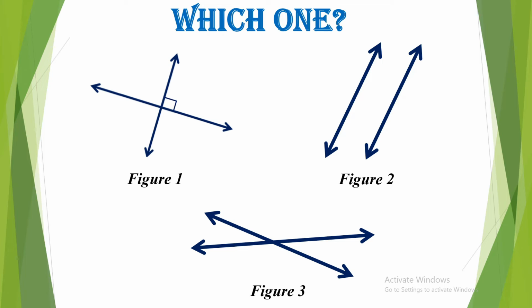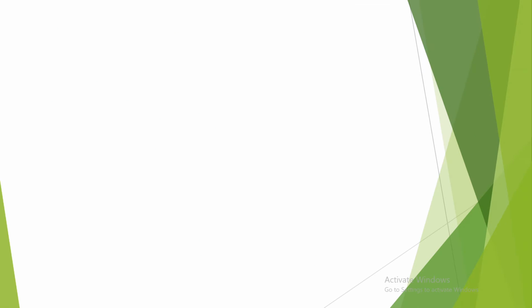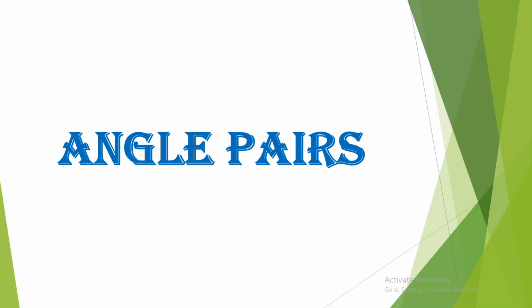But take note, figure 1 also shows two intersecting lines. But then, those two intersecting lines form right angles. Therefore, they are perpendicular lines. But still, perpendicular lines are intersecting lines. So we're done now with the first lesson. Now let's proceed to the second lesson.